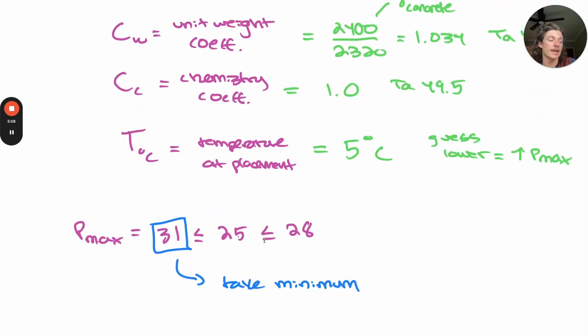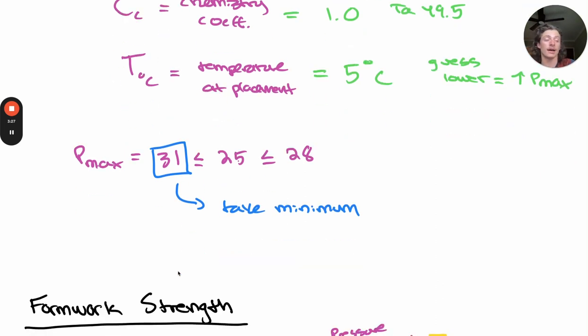Finally, we can calculate our Pmax value, and we'll notice that the minimum is going to be what governs, that CW times 30. So we'll take 31 kilopascals as our Pmax concrete pressure value on the formwork, and we can move on to evaluating the actual formwork strength and if it can resist this load.